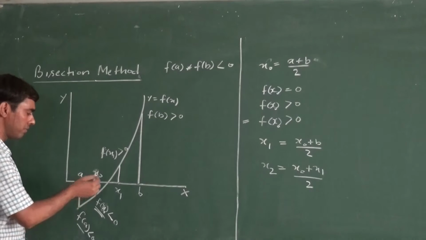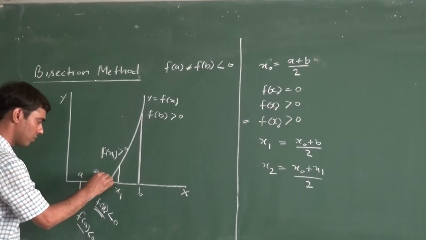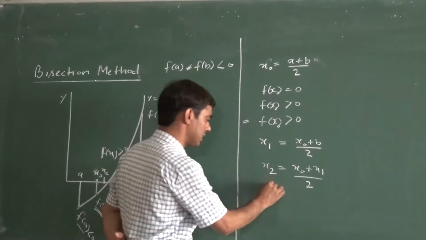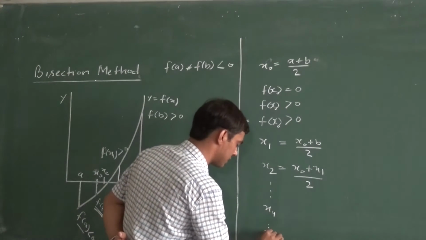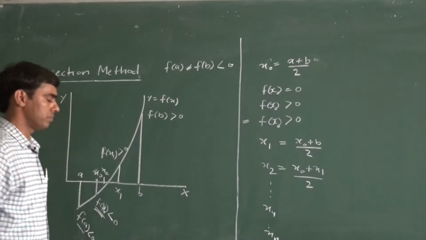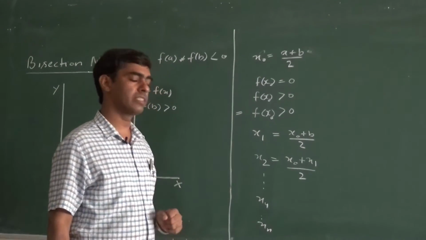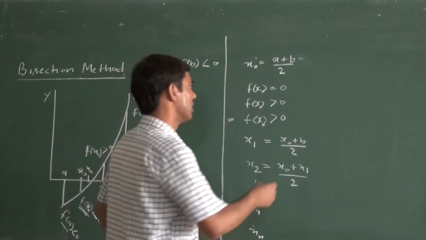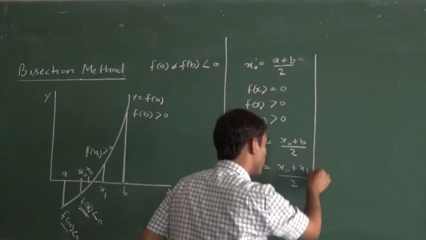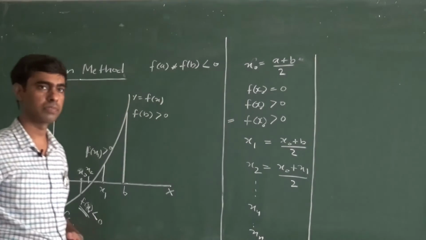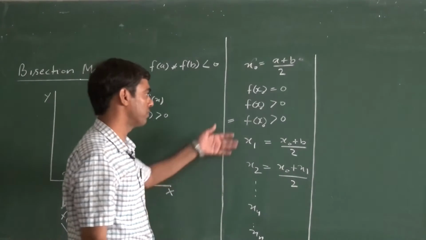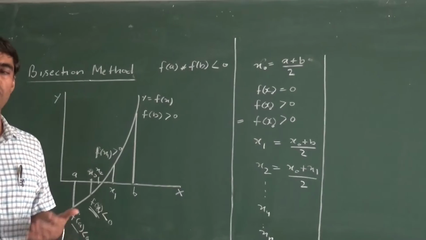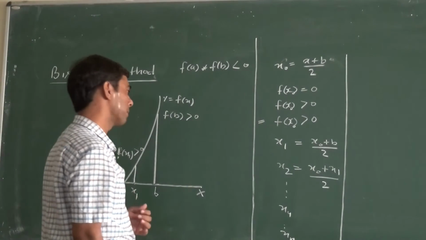In a similar manner, we find x2, and similarly we find x3, x4 up to xn. Now the question is, when do we stop this procedure? What is the number of iterations? Either we perform this procedure 10 times, 20 times, 30 times, 40 times. How many times? How do we decide this?